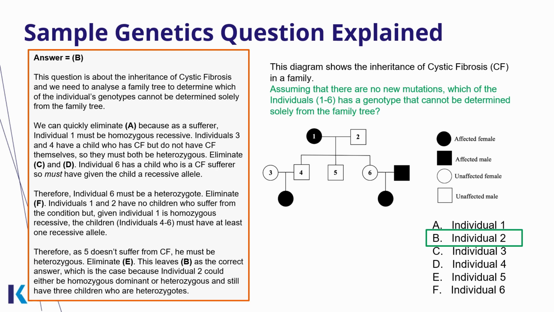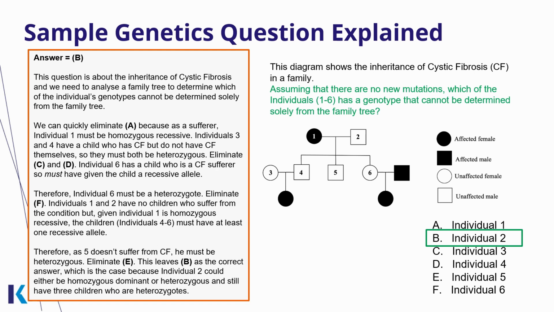Individual 6 has a child who is a cystic fibrosis sufferer, so he must have given the child a recessive allele. Therefore, individual 6 must be a heterozygote. Eliminate F. Individuals 1 and 2 have no children who suffer from the condition, but given individual 1 is homozygous recessive, the children, individuals 4 to 6, must have at least one recessive allele. Therefore, as 5 doesn't suffer from cystic fibrosis, he must be heterozygous.